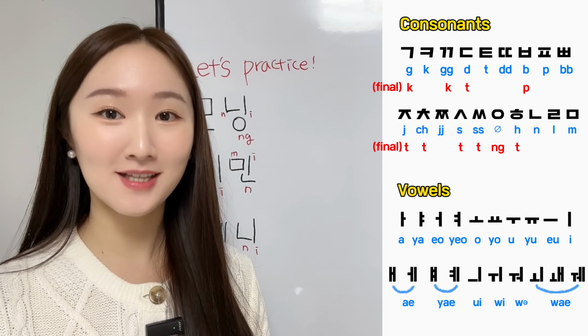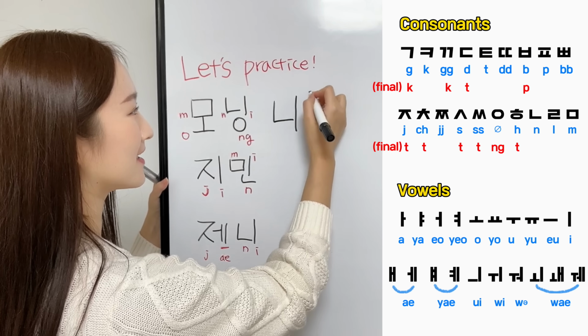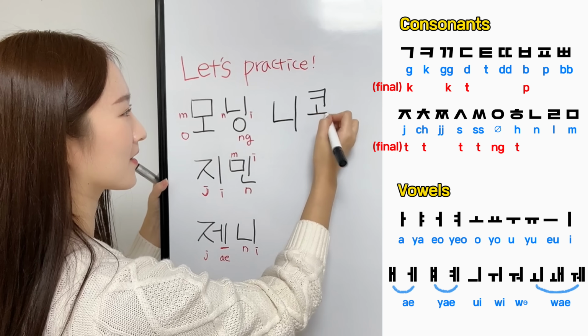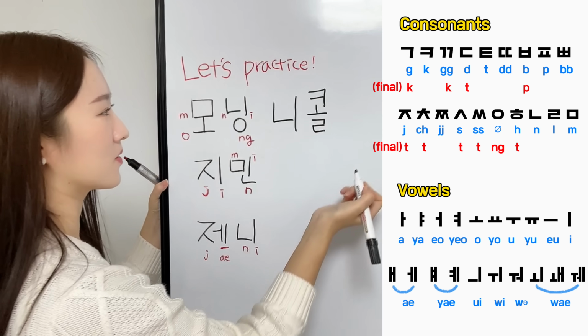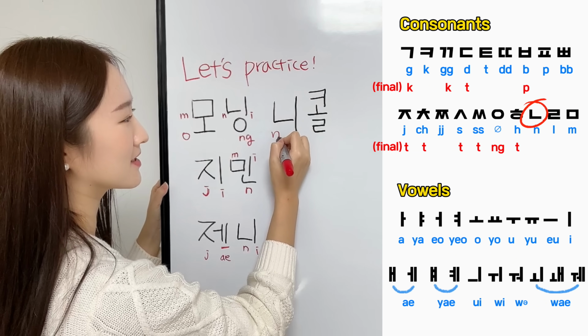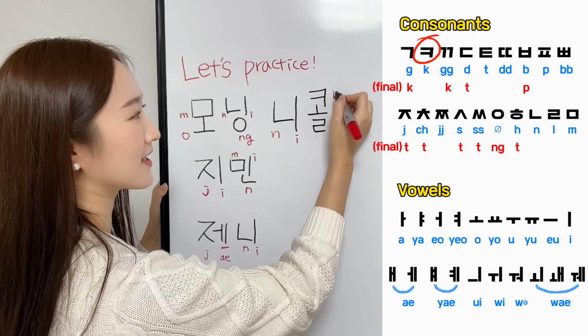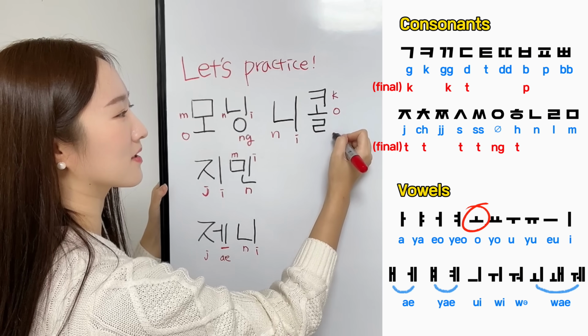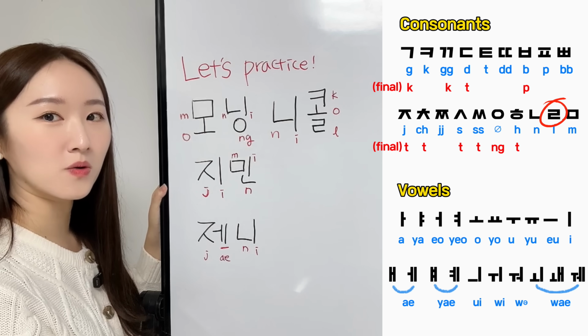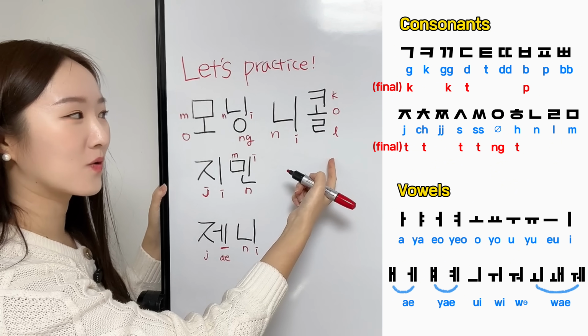And if your name is Nicole, it's Nicole. So this is N sound, n plus e, ni, and then K plus O plus L sound, 콜. So we write down Nicole. Nicole.